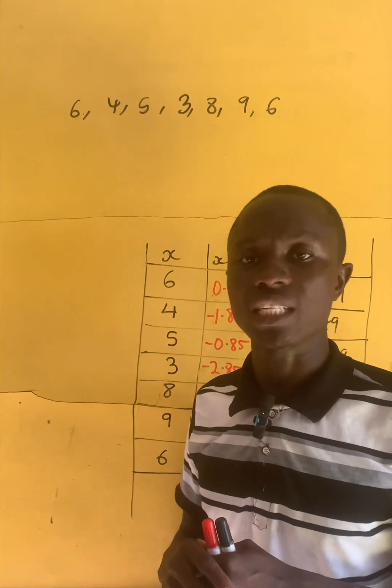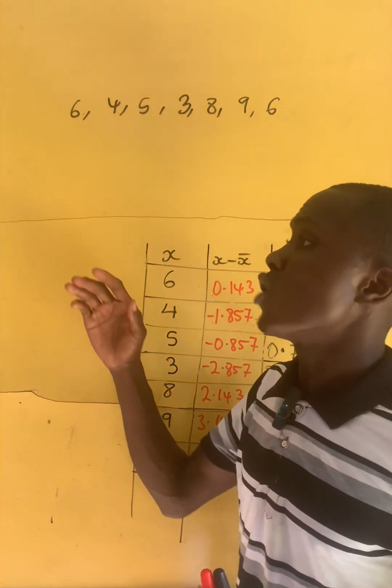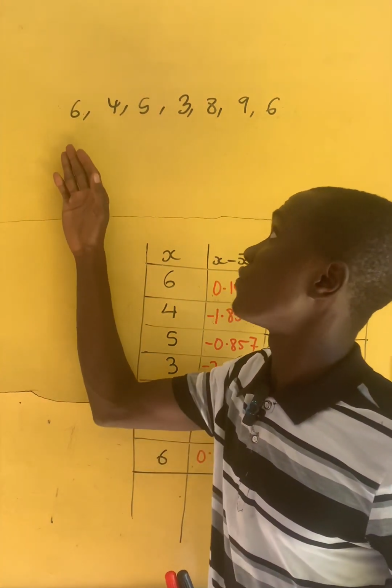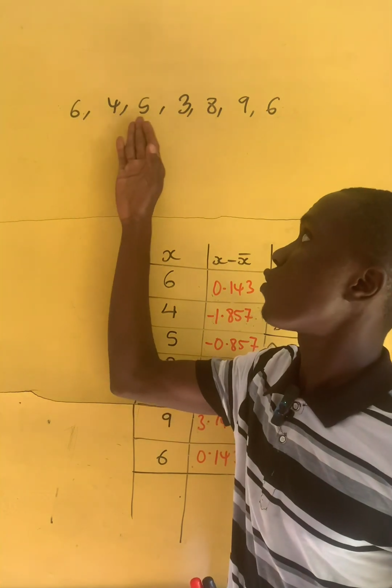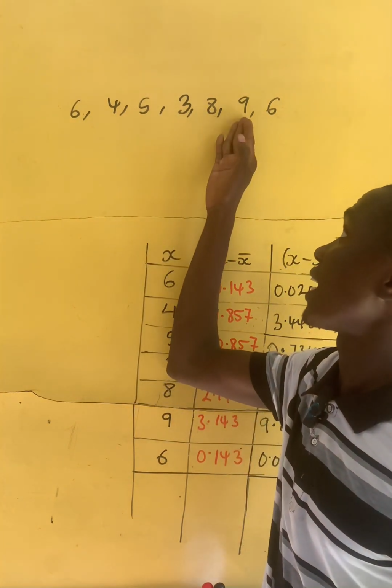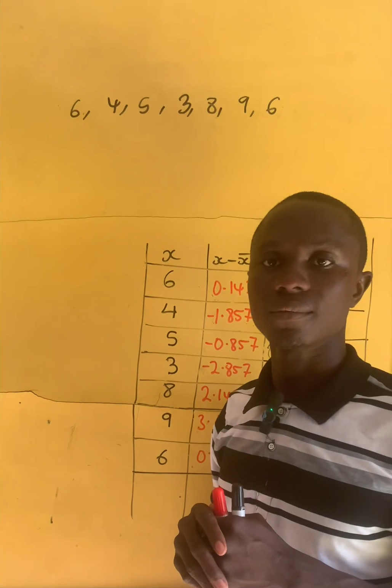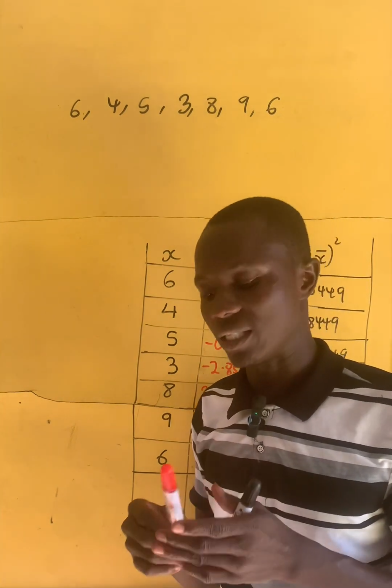Now let us look at the question that we have here. How do we find the standard deviation of the set of numbers 6, 4, 5, 3, 8, 9, 6? Now let's see how we do it.